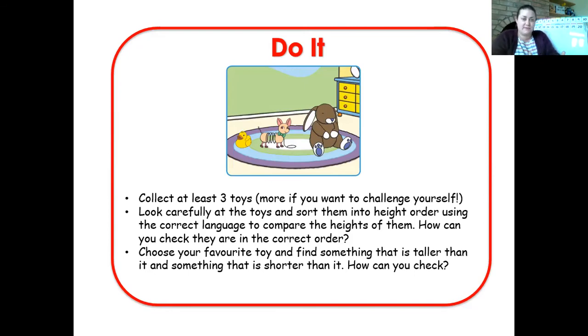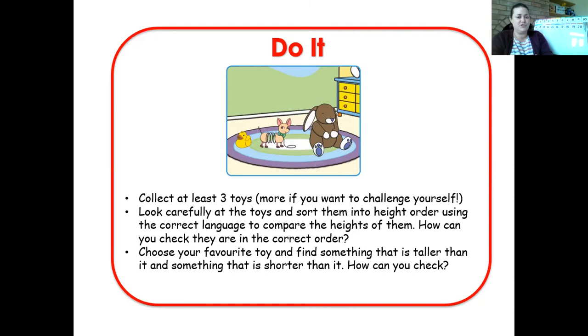But what you need to make sure that you do, when you're looking at them, when you're thinking about them, and when you're ordering them, is that you're using the correct language. And grown-ups, if you're with your child while they're doing this task, then I want you to be listening for those words. So you need to be listening for taller, shorter, tallest, shortest, tall, short, taller than, shorter than. And children, they're the words that you need to be using. Okay, so that's what I want you to do.